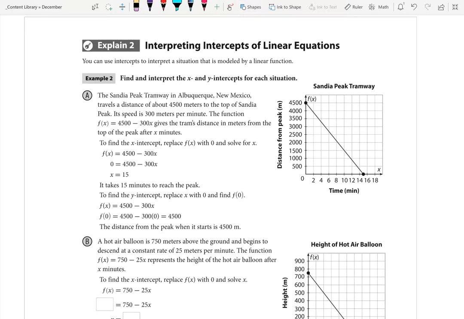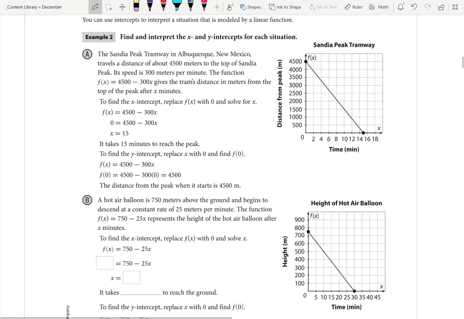But now we have to interpret it, right? To understand what that means, it means that it takes 15 minutes for that tram to reach the peak, as it says. Essentially, at the beginning, they're 4,500 feet from it, right? And as the tram gets closer and closer to the peak, when they're 0 feet away from the peak, remember the y value being 0, this is when the distance is 0. Up here is when the distance is 4,500 feet away, but this down here at the bottom is when the distance is 0. And that's at time 15, meaning at 15 minutes, the distance from it is 0, meaning that they have arrived after 15 minutes.